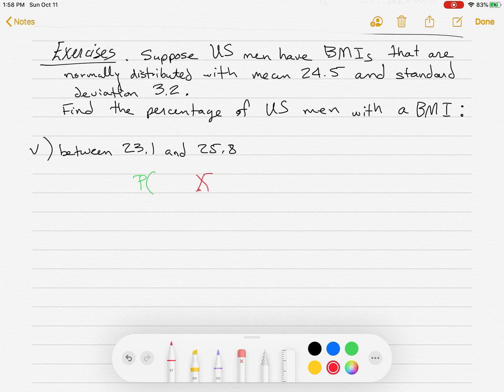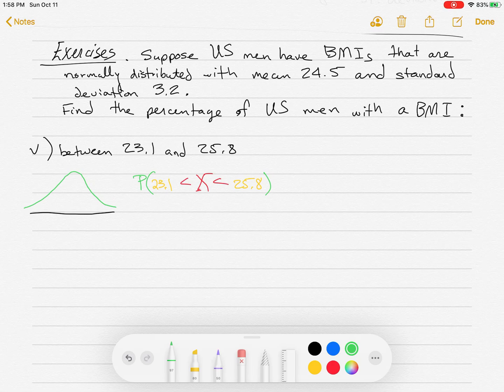So what are we looking for? We're looking for the probability of a random U.S. male BMI, that's X, between, on the left, 23.1, that's going to be the lower bound, and an upper bound of 25.8. You want the BMI X to be between those values, 23.1 and 25.8.